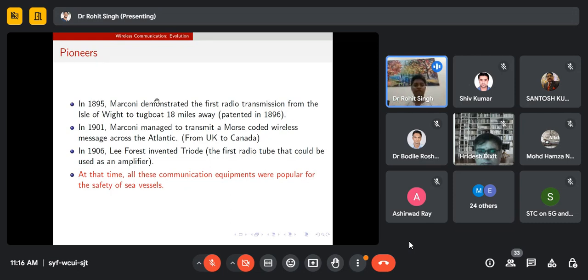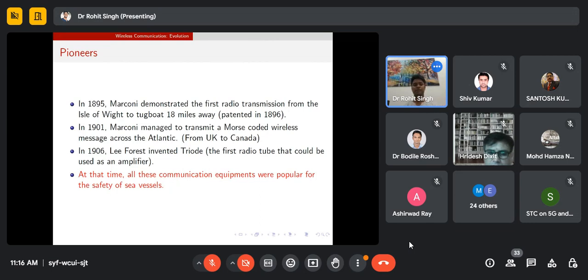But soon after, 5 years later in 1901, Marconi managed to transmit Morse code from one end to the other, that is from the UK to Canada, across the Atlantic Ocean. So that was the first time such communication occurred, more than 100 years ago.